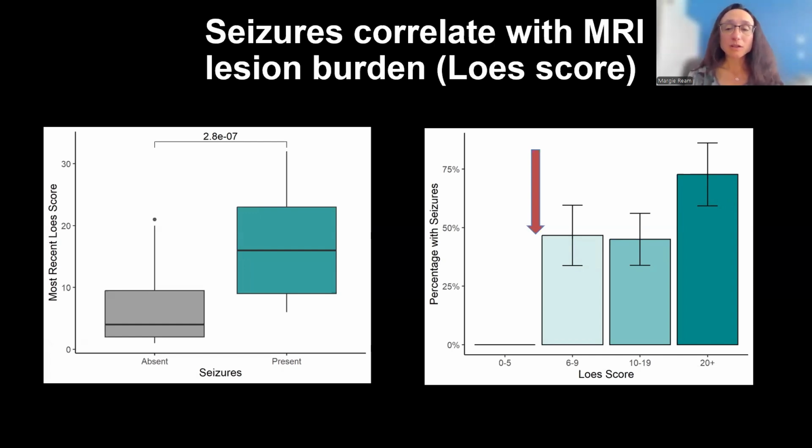So these children with seizures and a LUS score between 6 and 9 may come to medical attention primarily because they had a seizure. And if they're diagnosed with ALD as a result, they may still qualify and benefit from treatment. As a result, having adrenoleukodystrophy in your differential diagnosis for boys with new onset seizure is very important.